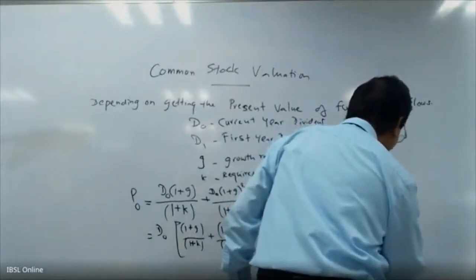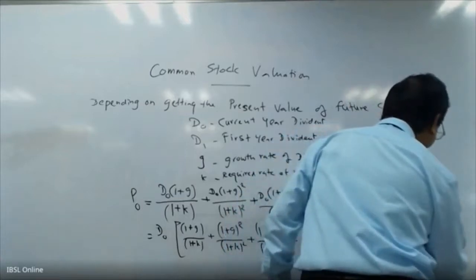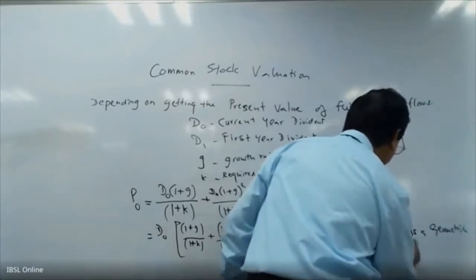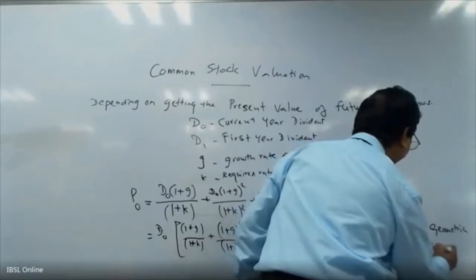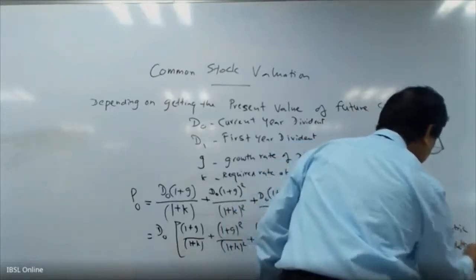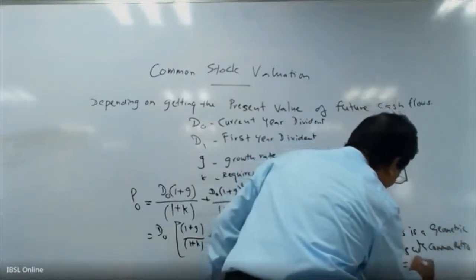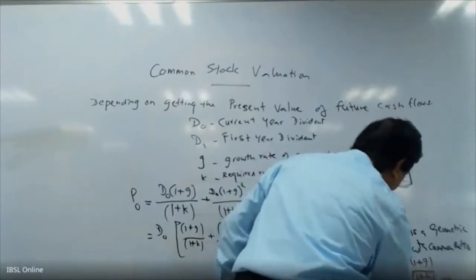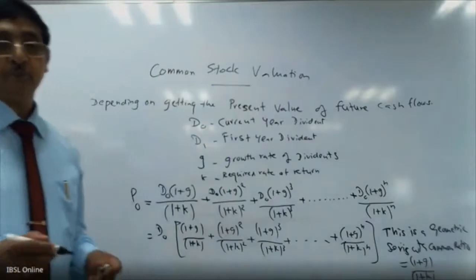I will put it somewhere here. This is a geometric series with common ratio. Can you see that? Common ratio 1 plus g over 1 plus k. This is the common ratio.